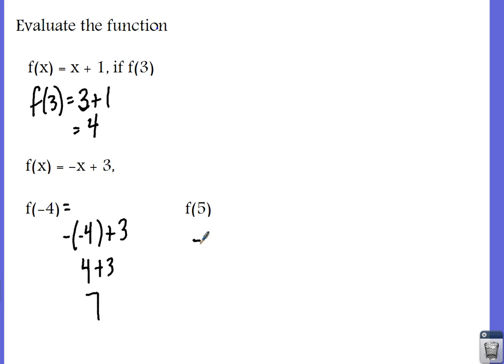Same thing, it means the opposite of 5 plus 3. So I get -5 plus 3, which is -2. Okay, this completes it. Make sure you finish your assignment.